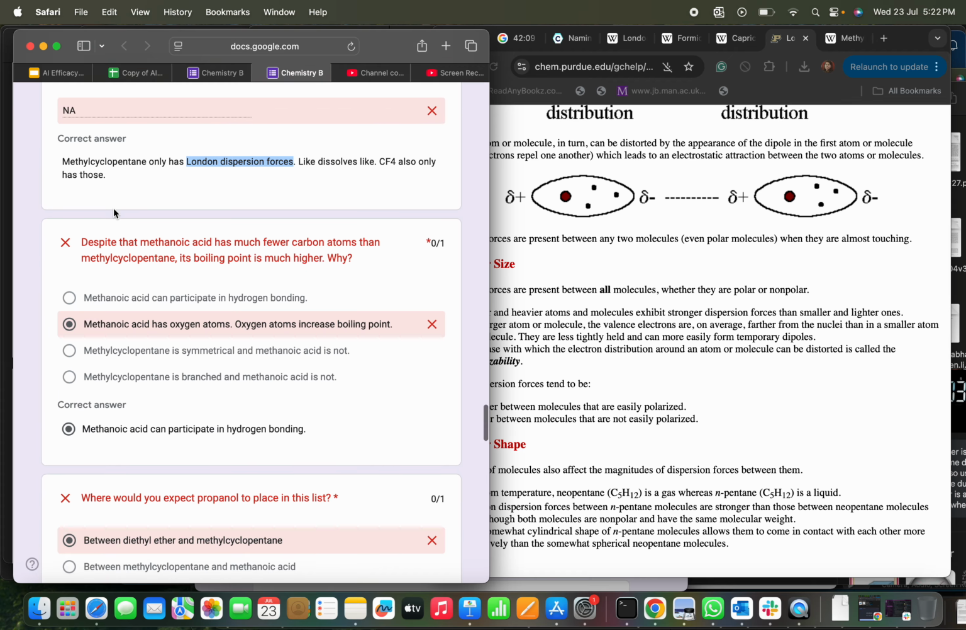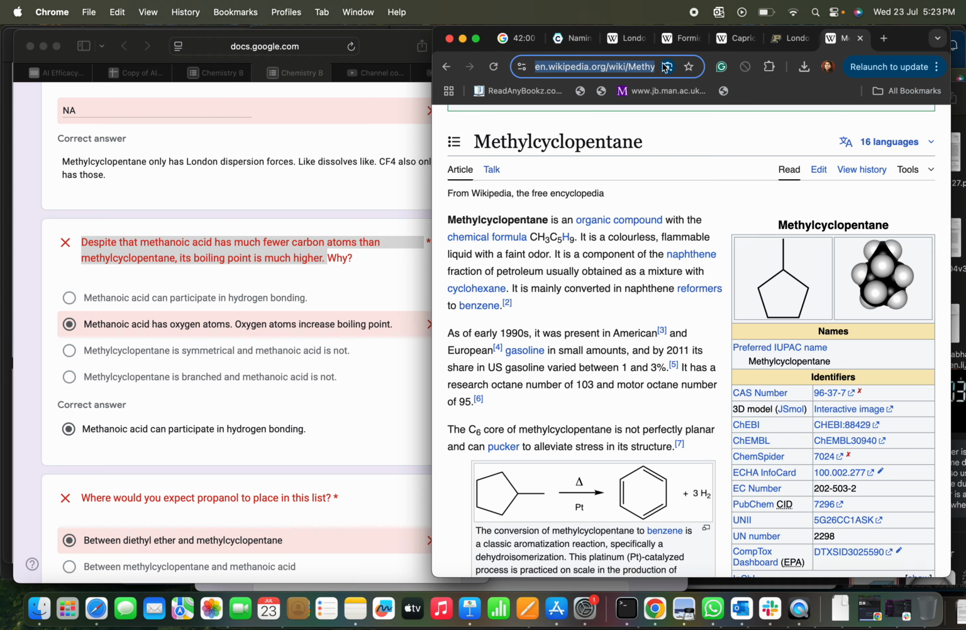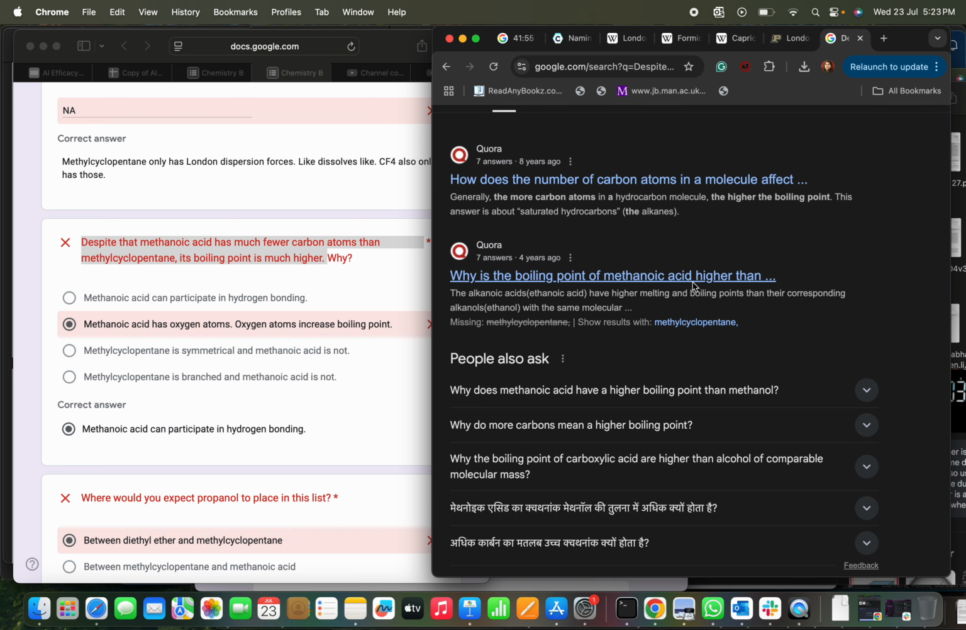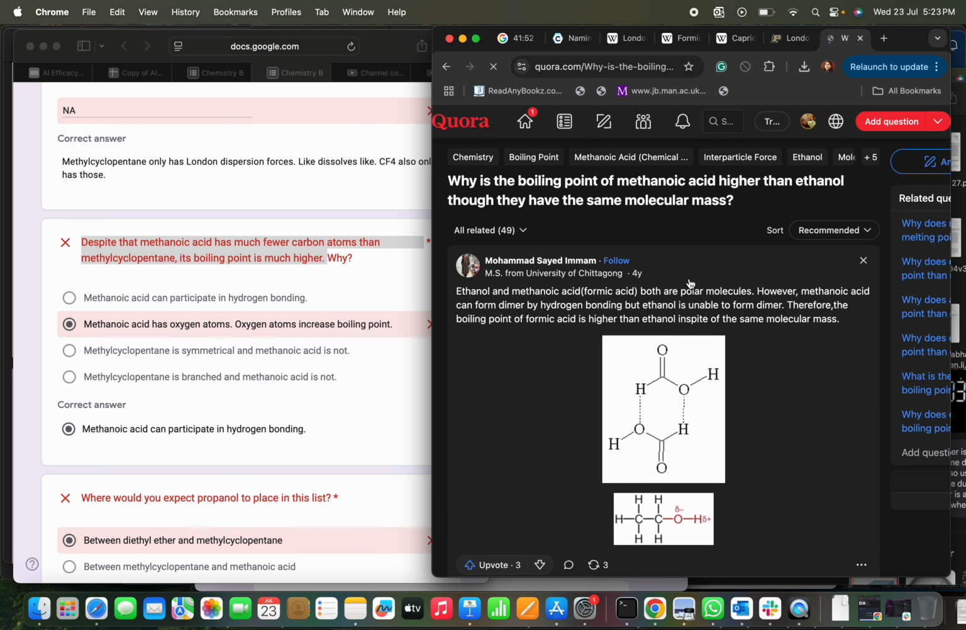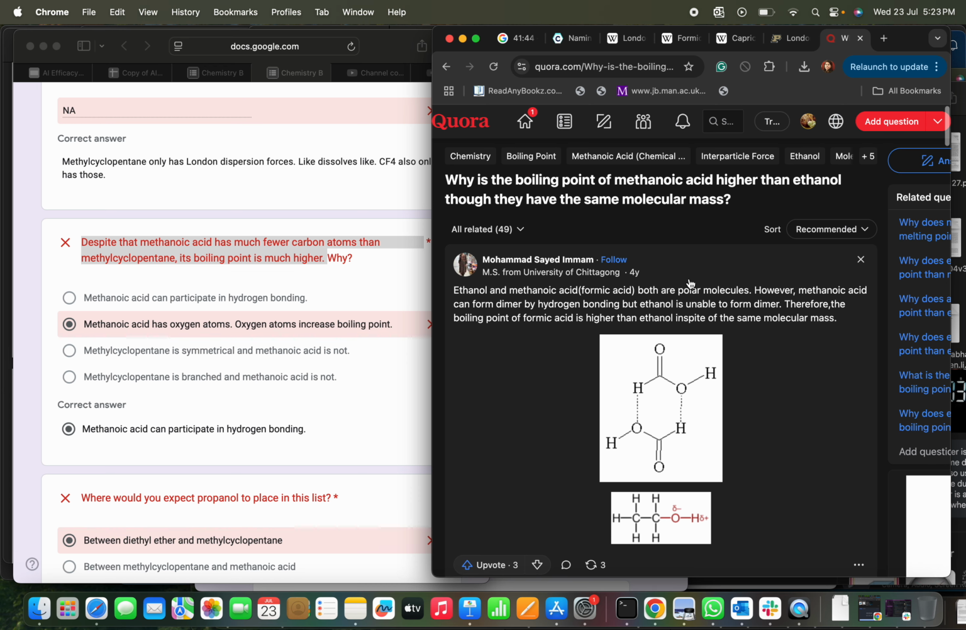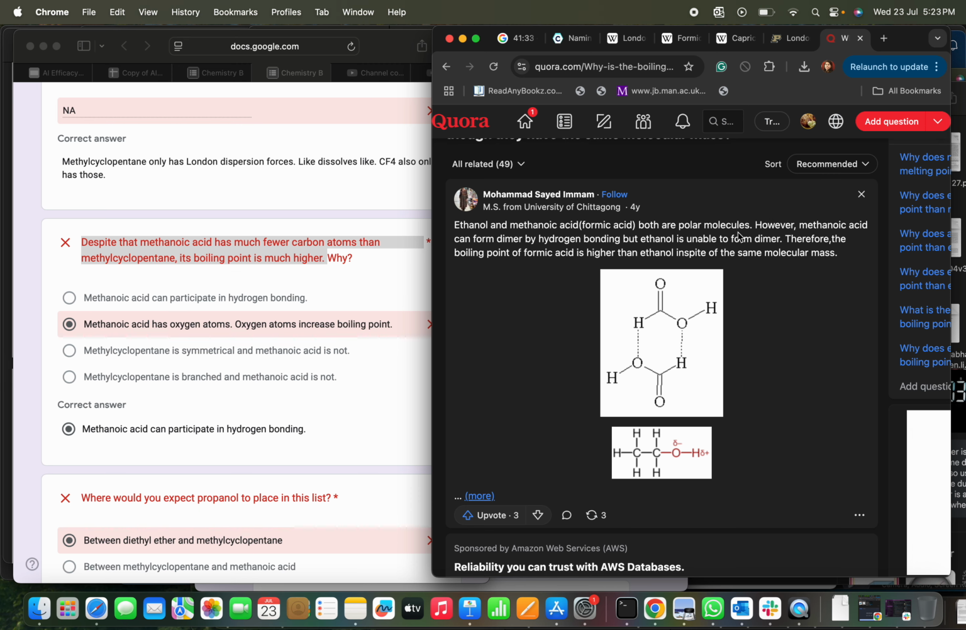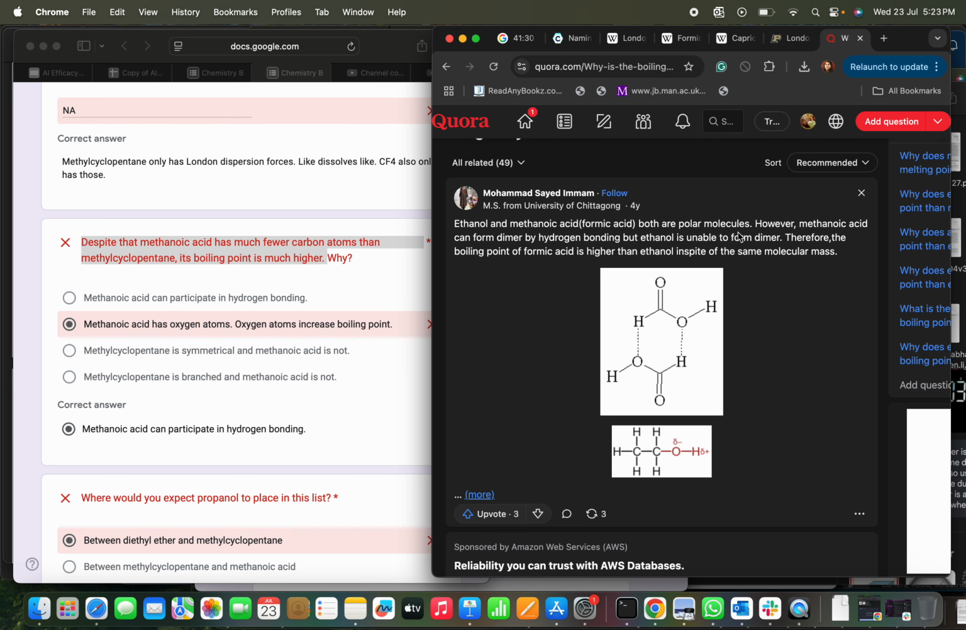Ethanoic acid can participate in hydrogen bonding. Why does this sound reasonable? Ethanol and methyl ether have the same molecular mass, but ethanoic acid has much fewer carbons. It will still be reasonable. Both are polar molecules. So this has OH, which can form a dimer by hydrogen bonding, but ethanol is unable to form a dimer. Therefore, the boiling point is much higher.